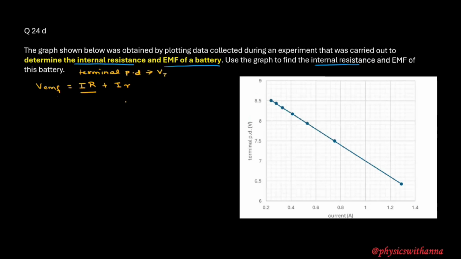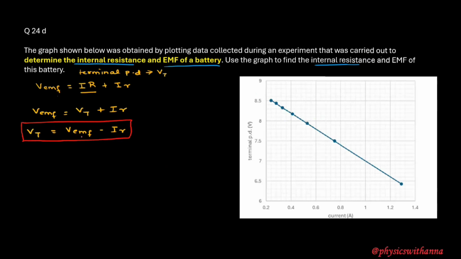So we can rewrite this expression in terms of VT. We get V EMF equals VT plus I times r. Let's rearrange this to write in terms of VT. VT becomes equal to V EMF minus I r. So this is the expression used to plot the graph given here.